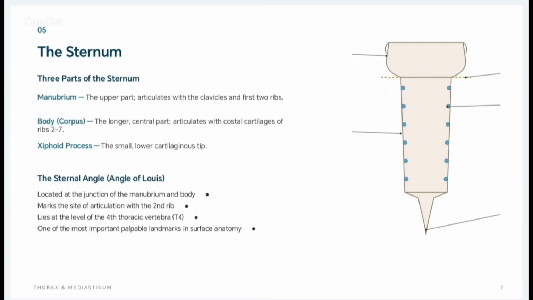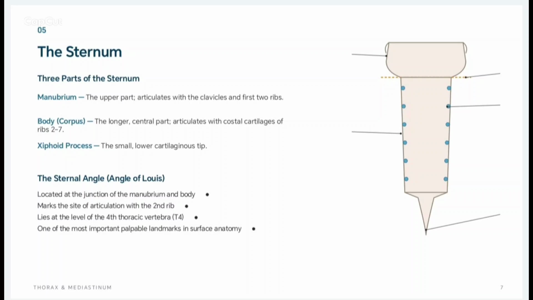The sternum, often called the breastbone, consists of 3 distinct parts. The upper part is the manubrium, which articulates with the clavicles and the first 2 ribs. Below it is the body, or corpus, which is the longest central part and articulates with the costal cartilages of ribs 2 through 7. At the very bottom is the xiphoid process, a small cartilaginous tip.